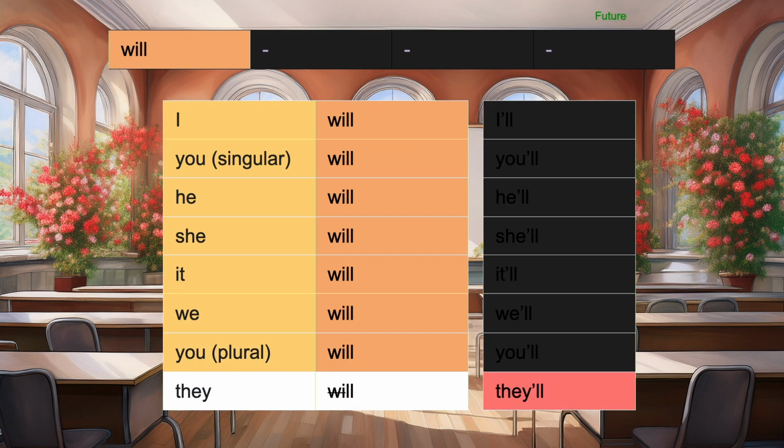And finally, instead of saying they will, you can combine the two words, delete the WI, add an apostrophe, and simply say they'll.